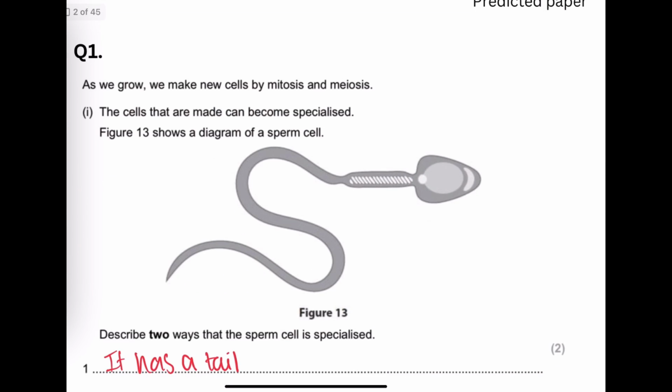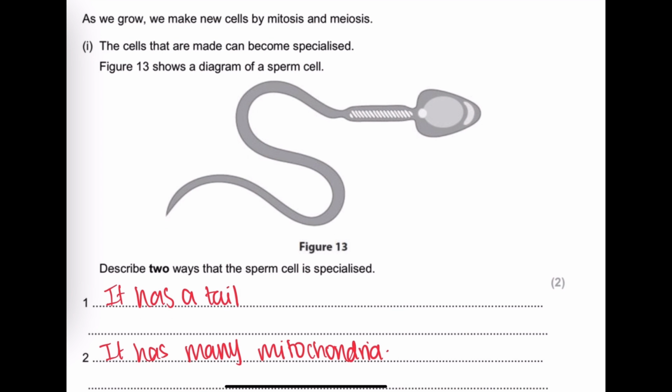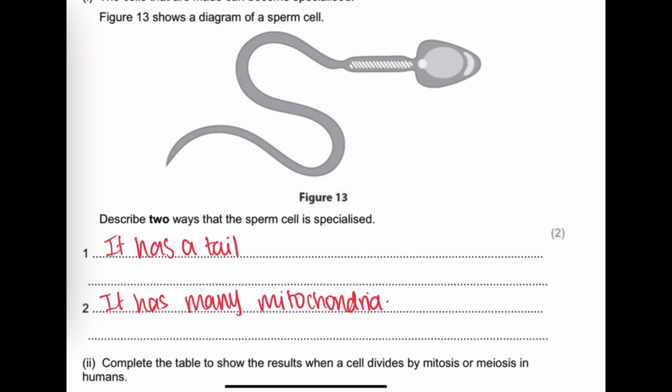So let's start. Question 1. As we grow, we make new cells by mitosis and meiosis. The cells can be specialized. Figure 13 shows a diagram of a sperm cell. Describe 2 ways in which the sperm cell is specialized. Specialized means that they have special features that not every different type of cell has.